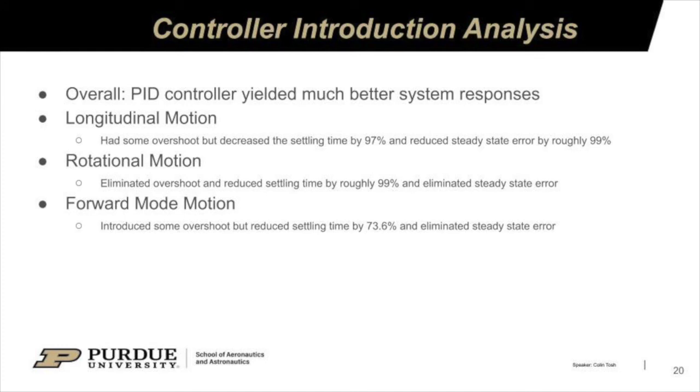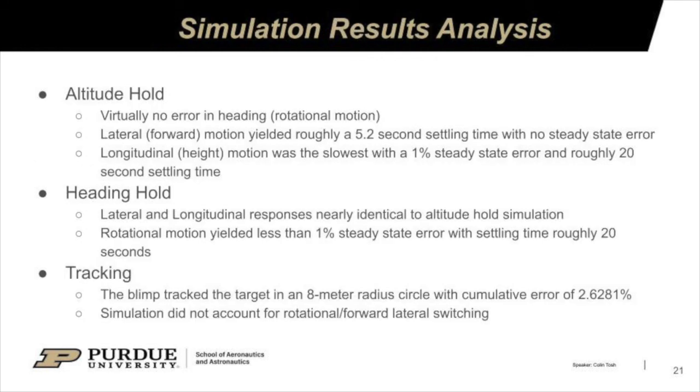Overall, introducing a PID controller yielded much better system responses. For all types of motion, we were able to decrease the settling time by drastic margins and the steady-state error, or even eliminate the steady-state error entirely. However, for the longitudinal forward motion, we had to introduce some percent overshoot. The altitude hold simulation yielded virtually no error in the heading.